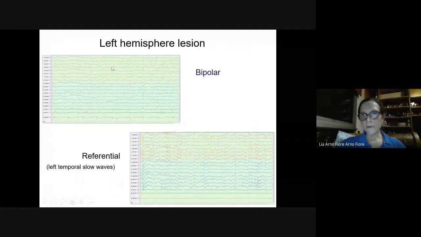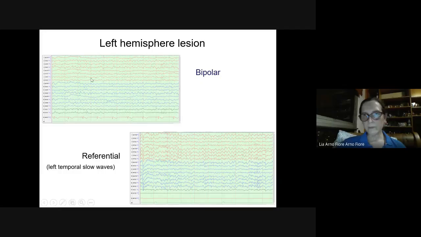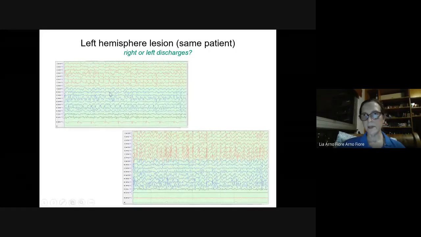We're going to talk about that later. And here, for example, this is a patient that has a left hemisphere lesion. Bipolar, I think that maybe it's a little bit more suppressed, but when I put it on referential, clearly there are more slow waves on this temporal lobe than on the right temporal lobe. Then here, this is bipolar, right? So I'm not sure if the discharges are here, see, the phase reversal, or if they're here. Look, there's a phase reversal here too. So when I put it on referential, obviously they are better seen on the left side. Okay, so I'm sure that the discharges are on the left side.